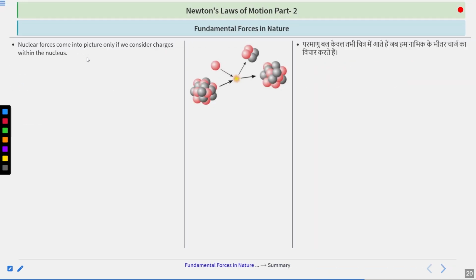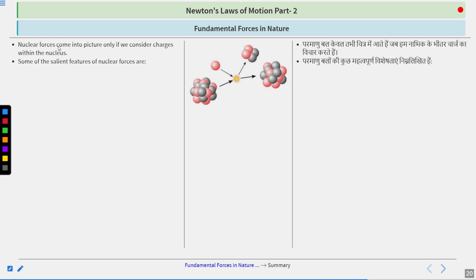Nuclear forces come into the picture only if we consider charges within the nucleus. Because if it is neutral, nuclear forces could not be in the picture. But if we consider the charges within the nucleus, the nuclear force will be in the picture.